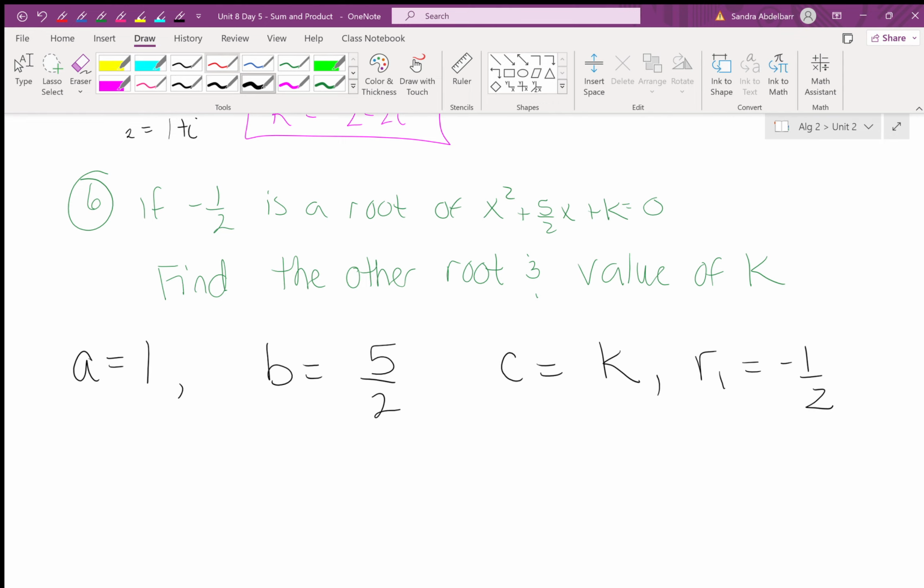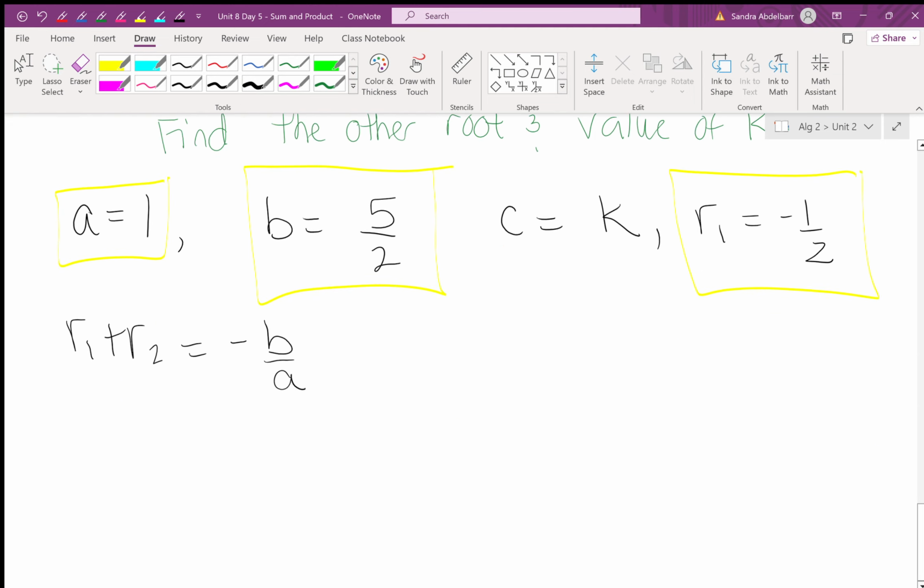All right, so let's start off by finding root 2, and then that will help us get C. So how are we going to find root 2? Well, I'm going to look at what I have. I have a value for A, I have a value for B, and I have a root 1. So which one uses A and B, the sum of roots or the product of roots? The sum of roots. So we're going root 1 plus root 2 equals negative B over A.